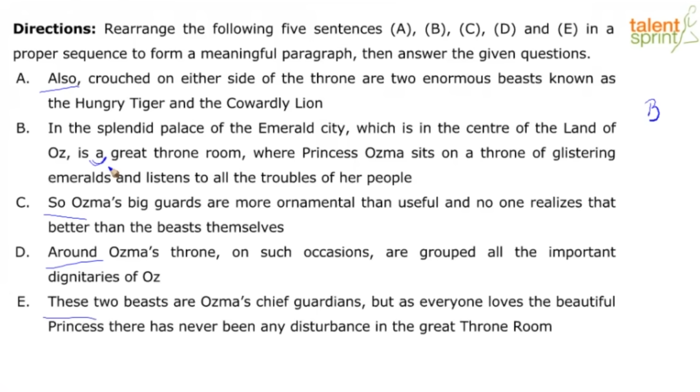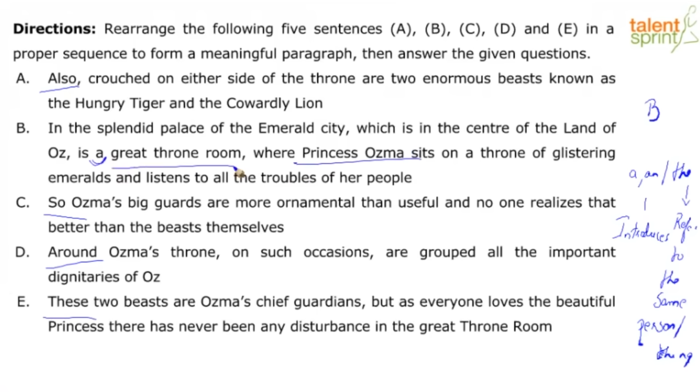When you're making reference to the same thing, then you will use the definite article, right? This is one of the very basic differences between a and the. A introduces, and then when you want to refer to the same person or thing that has been introduced, then you will use the. I know B is introducing who? Princess Ozma and a great throne room.